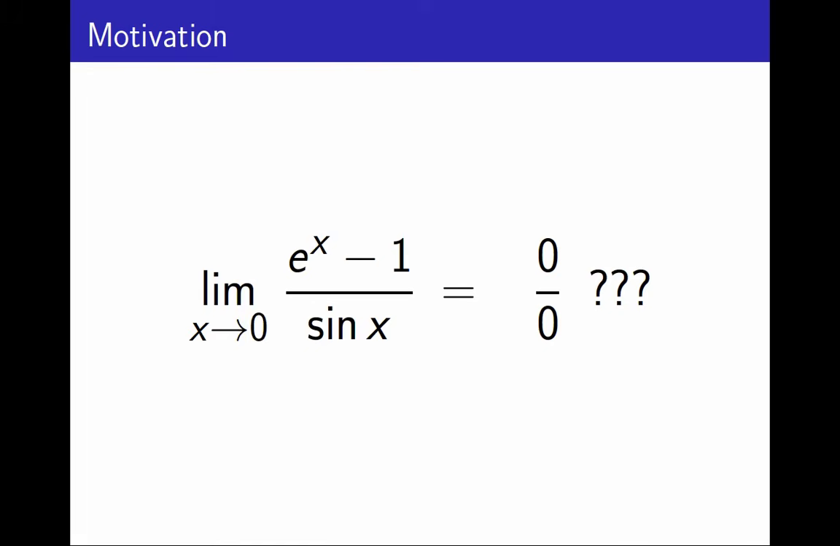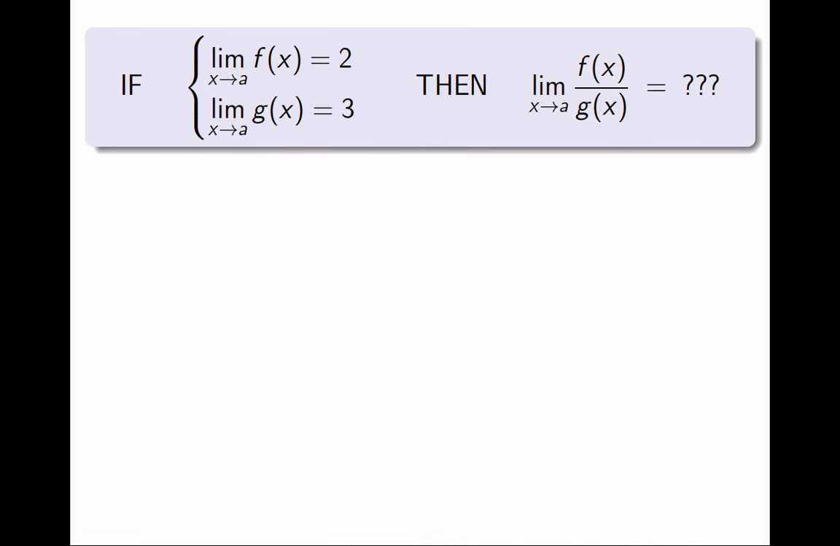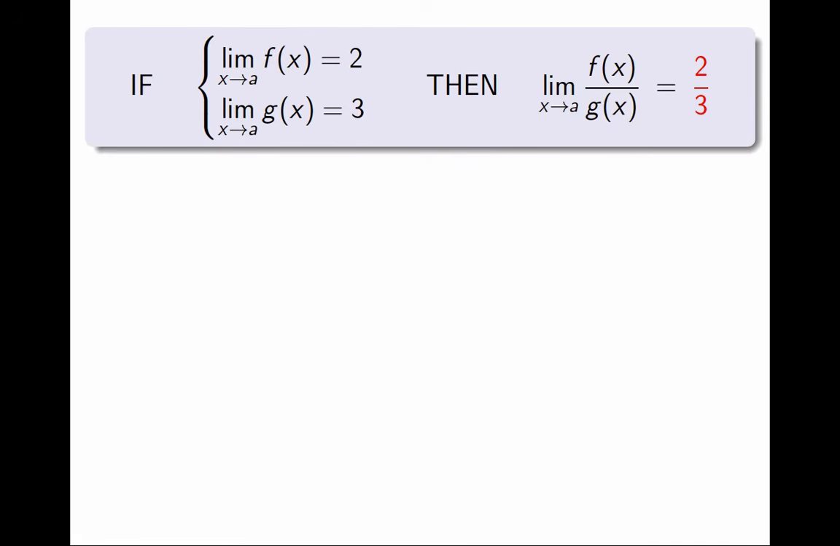This indeterminate form appears when I try to compute certain types of quotients. Let's say I want to compute the limit of f divided by g. And I know something about f and g. If I know the limit of f is 2 and the limit of g is 3, what can I conclude about the limit of the quotient? That is easy. The limit of the quotient is 2/3. That is a simple use of limit laws.